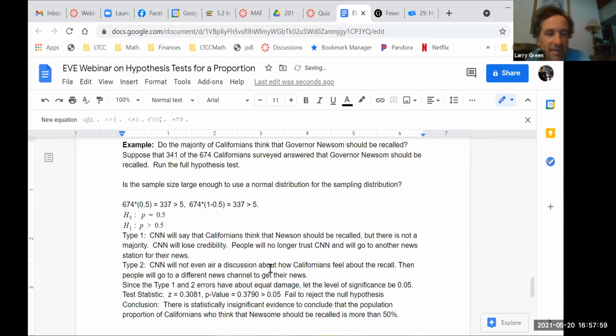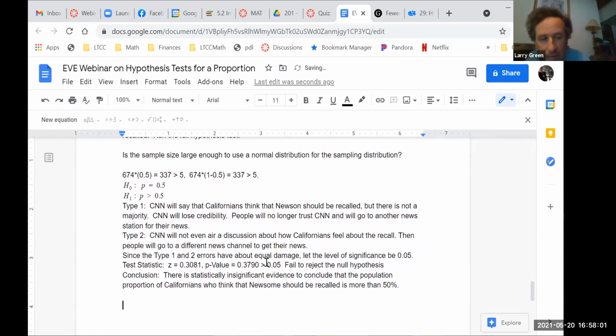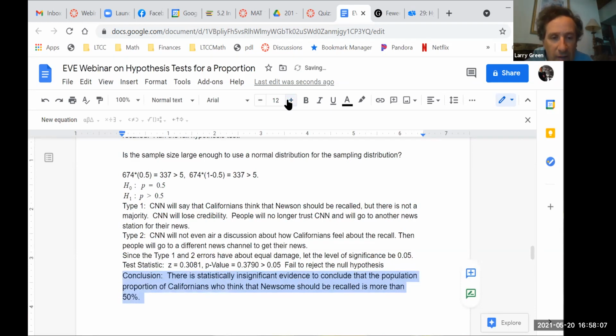What I like to do is make it a little bigger, because that conclusion is the most important part of the whole test, right? If you're going to publish a paper, that's what you're going to publish. You're going to say the population proportion of all Americans that think Newsom should be recalled, we really don't have an indication whether it's greater than 50% or not. Any questions at all on this conclusion?